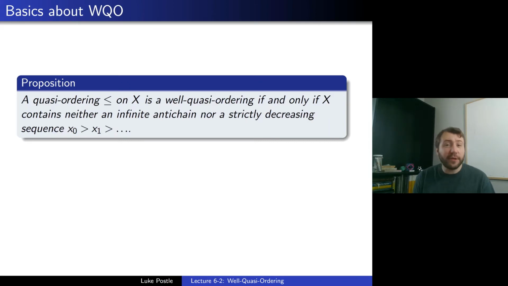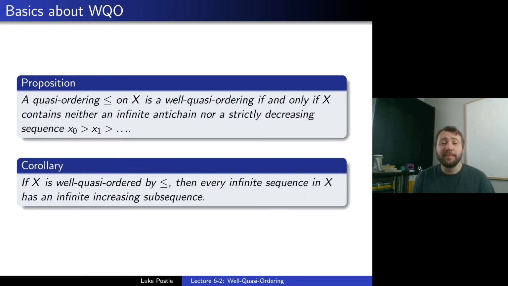We won't do this proof because the proof still uses Ramsey's theorem, which we haven't done yet. But it's not too hard. If you go through that proof, as a corollary you find something stronger is true: if X is well-quasi-ordered, then every infinite sequence in X has an infinite increasing subsequence. So you get not only a good pair, but a whole infinite set of good pairs, an infinite increasing subsequence. We'll need those basics. We won't prove those, but we'll use them.